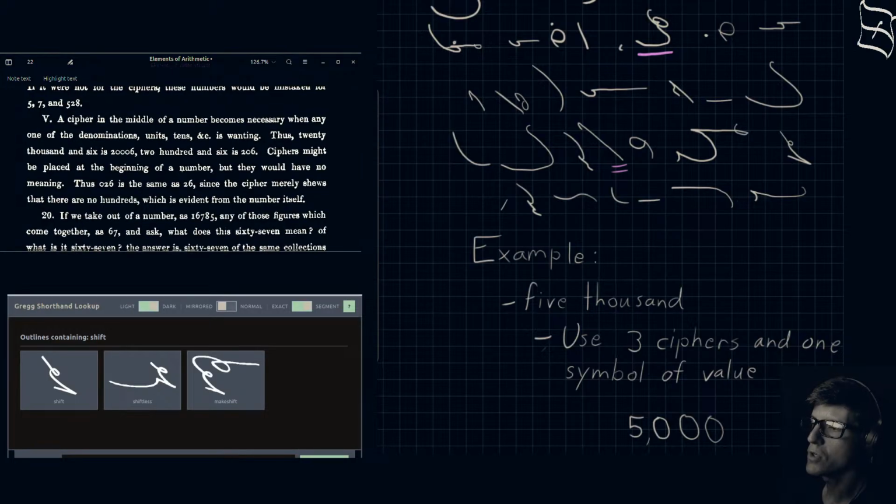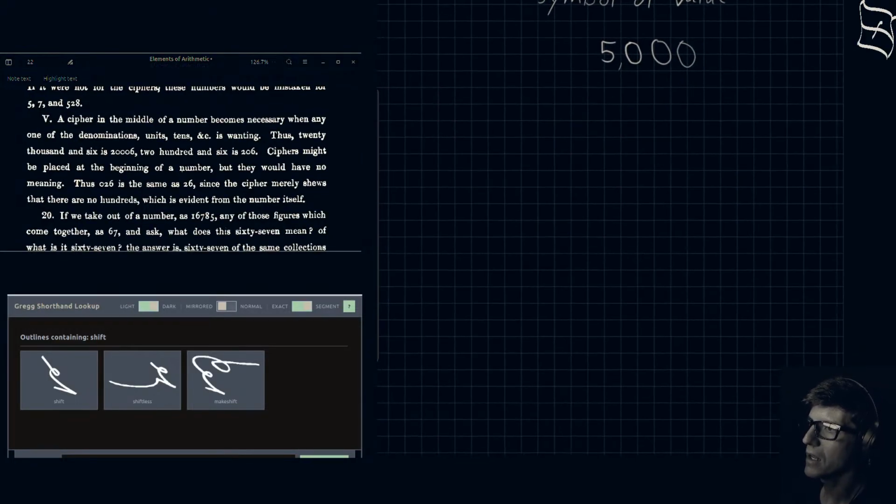Now we shift over to number 5, and we go ahead and list that. So here's number 5, and we take a look. A cipher in the middle of a number becomes necessary when any of the denominations is wanting. Thus, 20,006 is 2006, 206 is 206. Ciphers might be placed at the beginning of a number, but they would have no meaning. Thus, 026 is the same as 26, since the cipher merely shows that there are no hundreds, which is evident from the number itself. Okay?